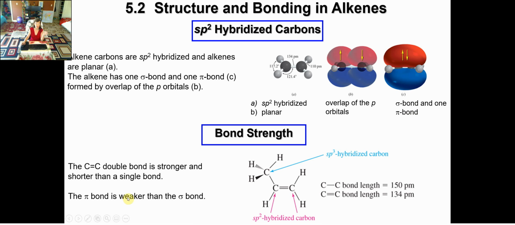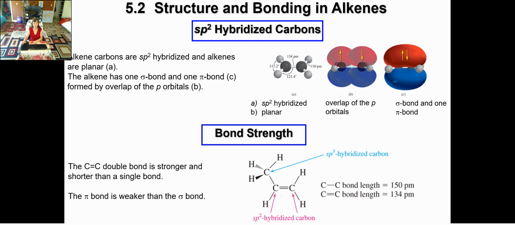And the bond strengths of the carbon double bonds: usually the double bond is stronger than the single bond and shorter than the single bond, but it's not twice the strength. The double bond is not twice the single bond, meaning the pi bond is weaker than the sigma bond. Again, the double bond is shorter than the single bond. Single bond is 150 picometers, double bond 134 picometers. The double bond is stronger than the single bond, but it's not twice the single bond energy.